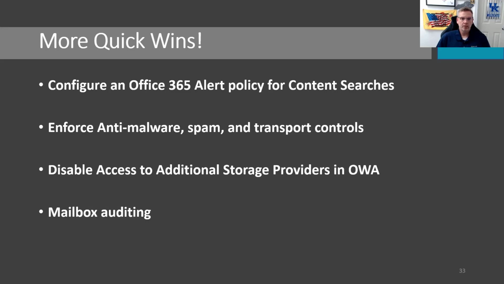Identity is essentially your perimeter today. Who has the identities? That's your users. What is their primary means of communication today? Email. So turn on all the anti-malware, spam, transport controls, all that stuff that you can do to mitigate all the normal email ingress points.